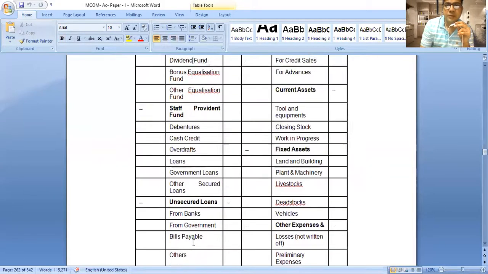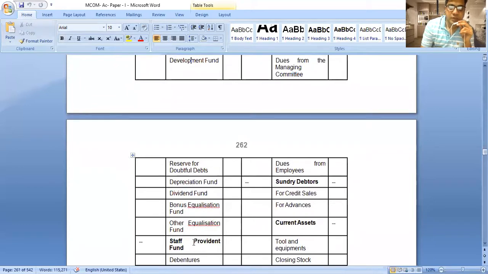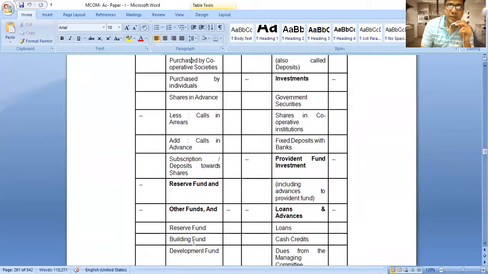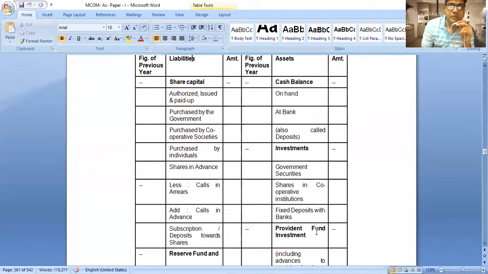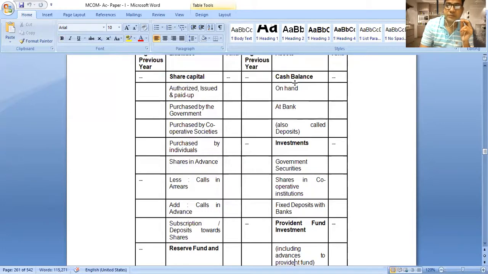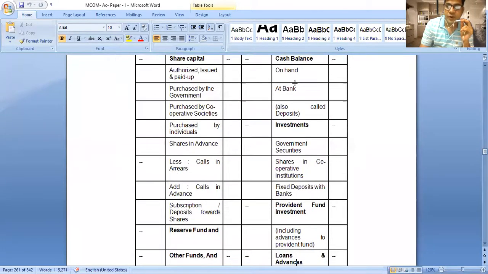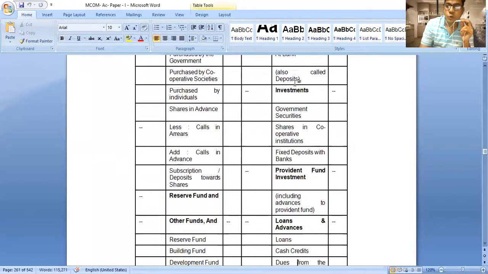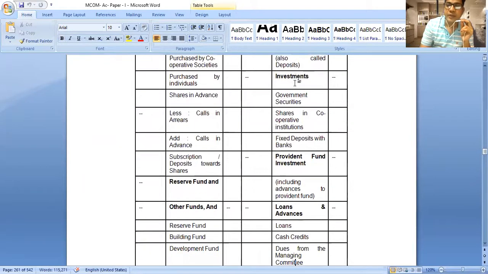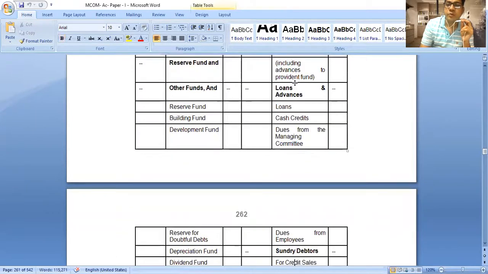Then after that, on the asset side, various kinds of items are recorded. For example, it starts from cash and bank balance. Cash on hand, cash at the bank, and also deposits, some investments, government securities, shares in cooperative institutions, fixed deposit with bank, provident fund investments, including the advances to the provident fund, loans and advances, loan, cash credit, due from managing committee, then due from employees.